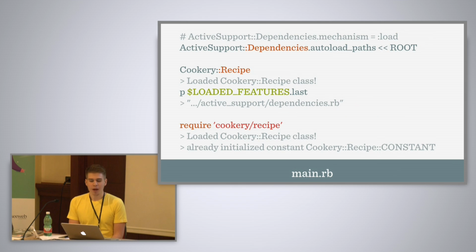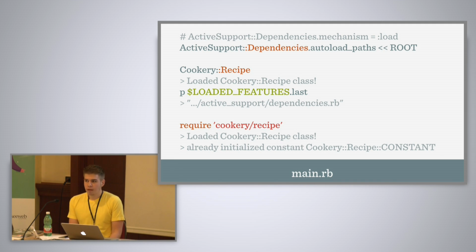So we're going to set up autoloading again. This time we're going back to the load mechanism, just for illustration. We're going to add the root directory to the autoload path, and then we'll try to load cookery::recipe. Seems to work fine. If we print out the loaded features, however, it's still looking at the last thing that we actually required, which was active support.